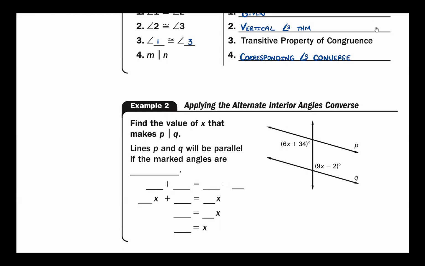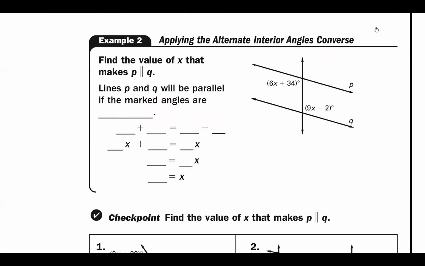Apply the alternate interior angle converse. Lines P and Q will be parallel if what? As long as what is true? If our marked angles are what? If they're congruent.